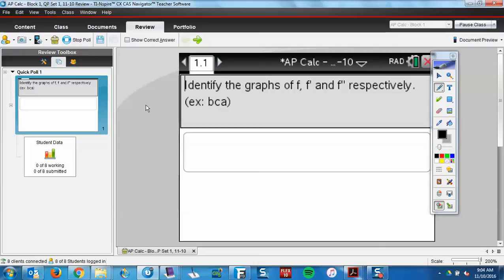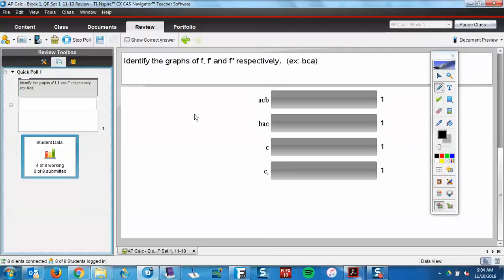I want to see your answers here. So I said BCA, right? So if you think B is the F graph, and C is the F prime graph, and A is the F double prime graph, in that order, put BCA. Just type that in. And then I think if you go up to the little triangle up at the top, you can submit the poll then. So just put them in that order. Don't put commas or anything. Just do it the way I did it. Just do BCA, ACB, ABC, CBA, whatever.